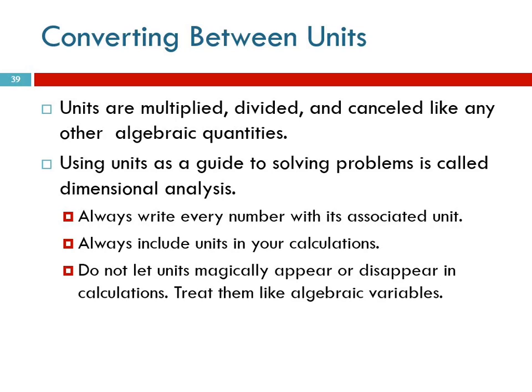So we always write every number with its associated unit. The unit is part of the number. We always include units in our calculations, and we cannot let units magically appear or disappear in our calculations. We can't just do stuff and then slap a unit on the end because that's what it's supposed to be. We have to treat them like algebra variables. X and Y, A and B, they cancel each other out, they multiply, they divide. You can't ignore them. They are your friends, they'll help you find your way to the correct solution.